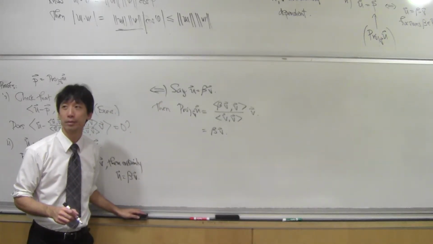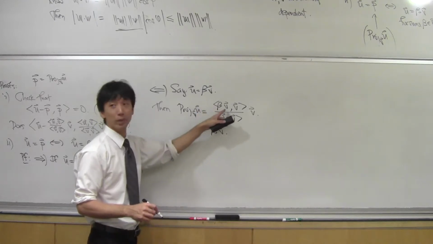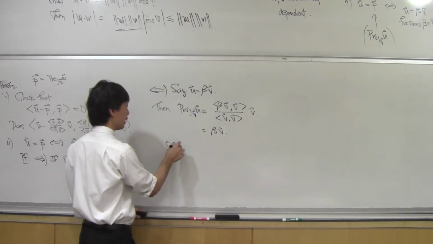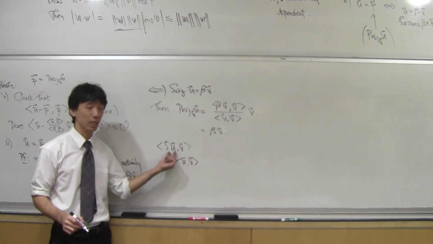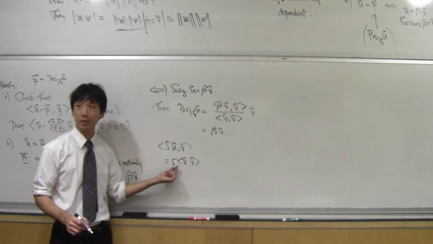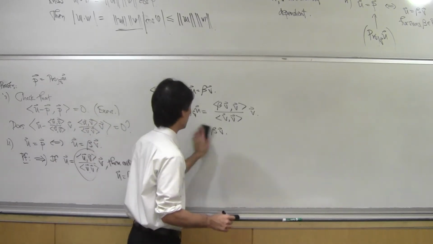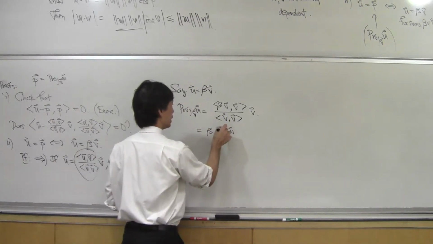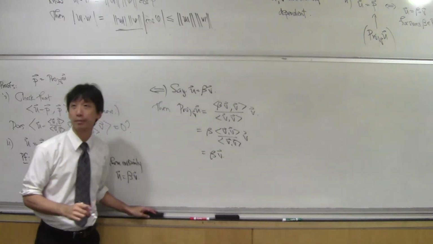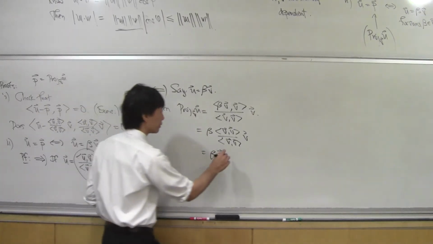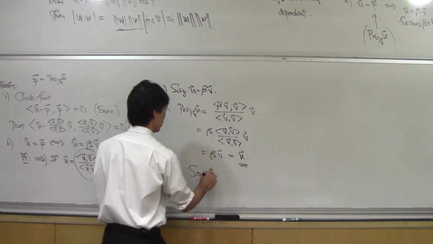Why doesn't the beta also apply to the V? Why is it only beta? You pull the number out here. It's like 5 times 5u. If you take the scalar product of one vector against another, you can pull the scalar out. This is the linearity of the inner product. So you end up with beta VV over VV times V, but that's beta V. But that's U. And so you see that P is U.